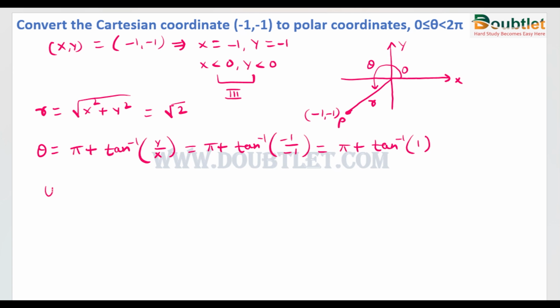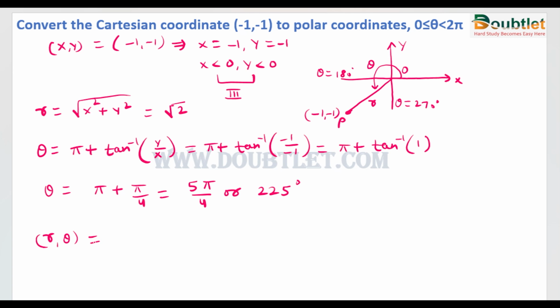And we know that the value of tan inverse 1 is pi by 4. So we can write this as 5 pi by 4 or 225 degrees. And we know that in the third quadrant, the angle lies from theta is equal to 180 to theta is equal to 270, and we have got the value in between them. So this is the correct answer. So if we write the polar coordinates for this point, we can write this as root 2 comma 5 pi by 4 radian or 225 degrees.